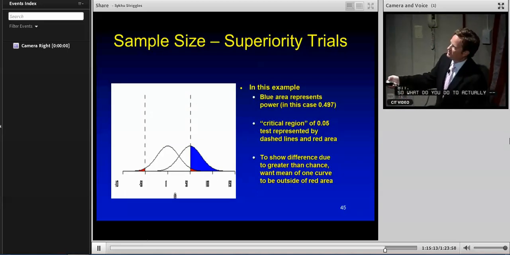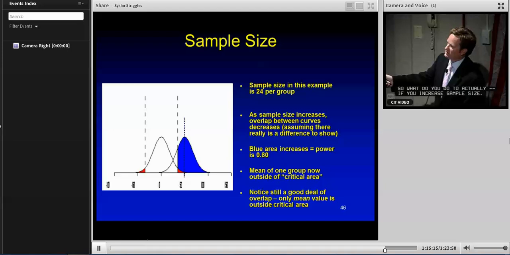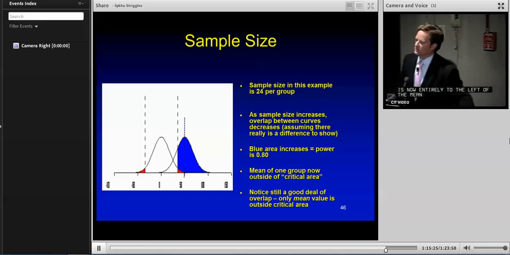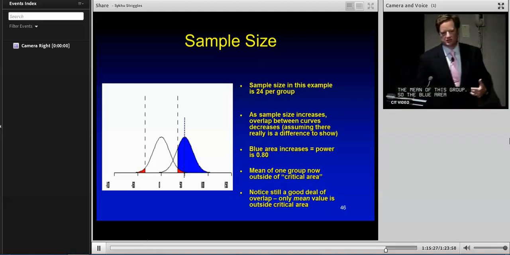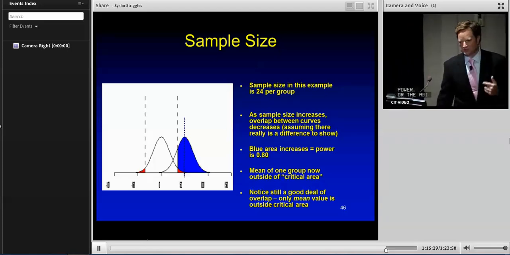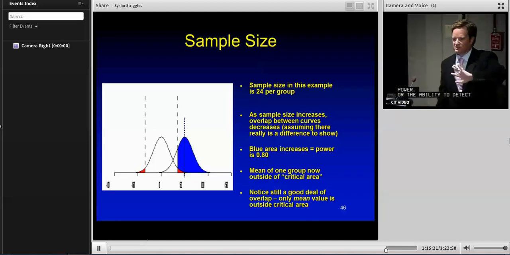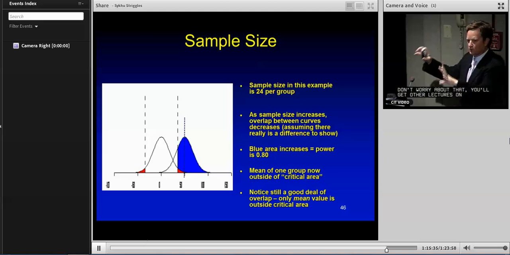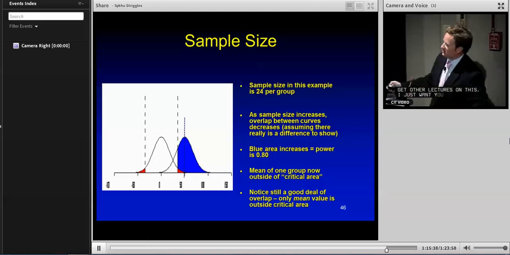If you increase sample size, what happens is this. Notice the shape of these curves now changes. And notice that little red area is now entirely to the left of the mean of this group. So the blue area is what we call power, or the ability to detect a difference if such a difference exists. Don't worry about that here. You're going to get other lectures on this. I just want you to visualize what's going on with sample size.